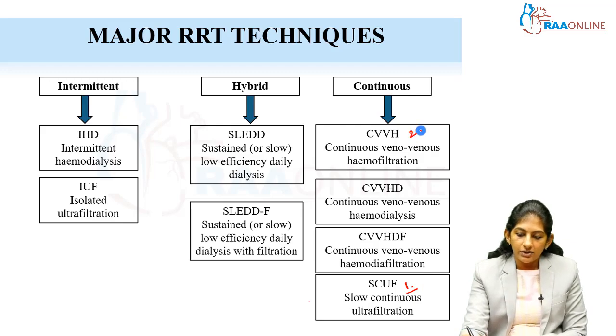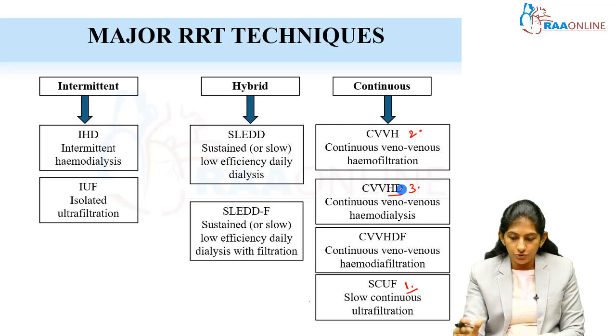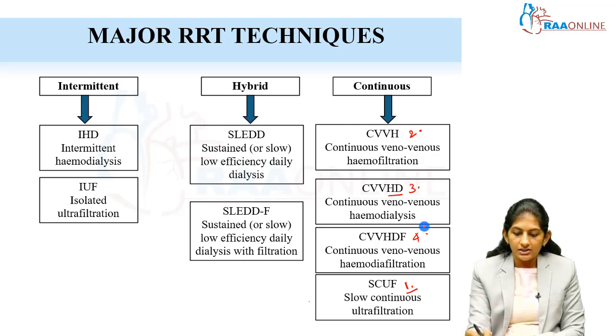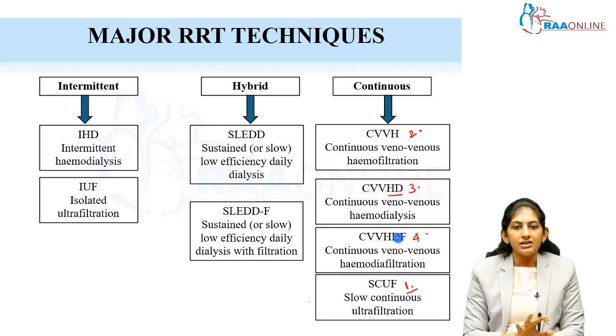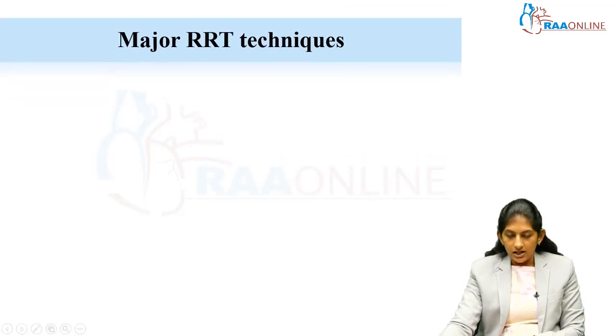Next, continuous veno-venous hemofiltration. So blood is getting filtered. Here, in hemodialysis, we are using the technique of dialysis, that is diffusion. Finally, if I want dialysis also, diffusion also, and filtration also, then I use continuous veno-venous hemodiafiltration. So this is continuous. Hybrid is where you use a technique of both intermittent and continuous in the same patient. So slow daily dialysis you do, or slow daily dialysis with filtration you do. That is the SLED technique. We are not going to discuss it here now. Okay. So we will start with the continuous RRT techniques.